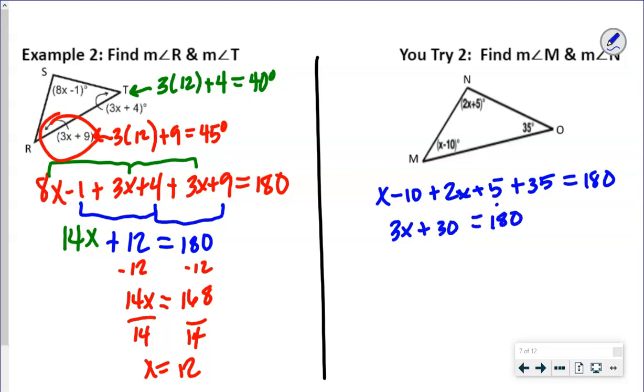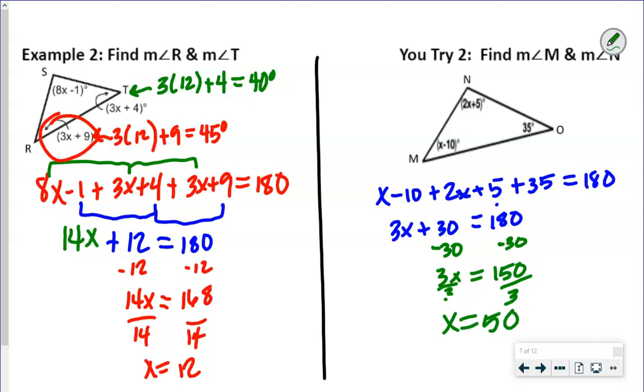So again, we're going to subtract the 30 from both sides. So 3x equals 150. So x, we're going to divide both sides by 3, right? So x is equal to what? 50, right? So x equals 50.